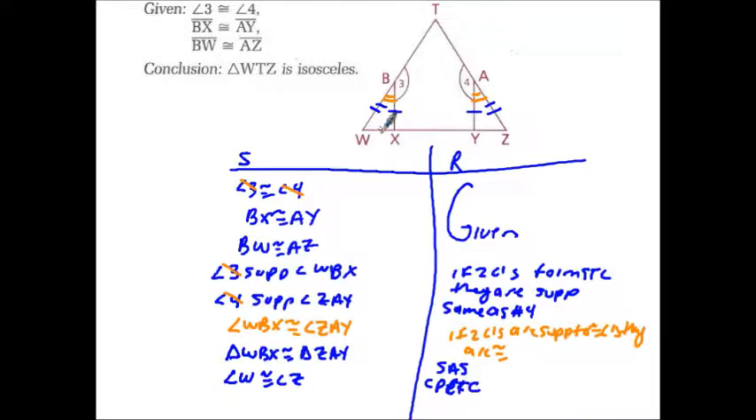So if these angles right here are congruent, that's enough information to tell me that this big, huge triangle has congruent angles. So I'm going to say triangle WTZ is isosceles. The reason is if a triangle has two congruent angles, it's isosceles. Beautiful.